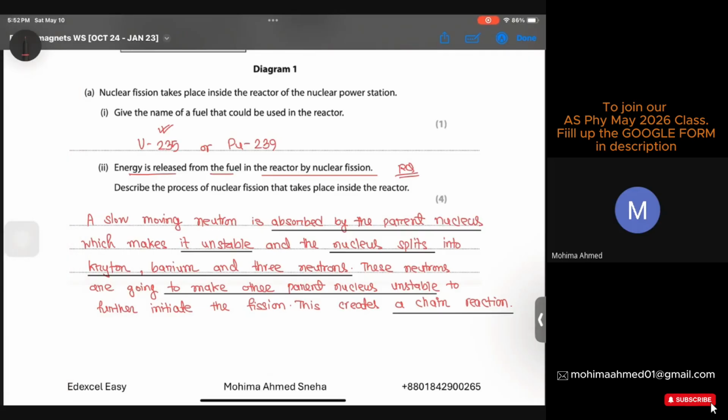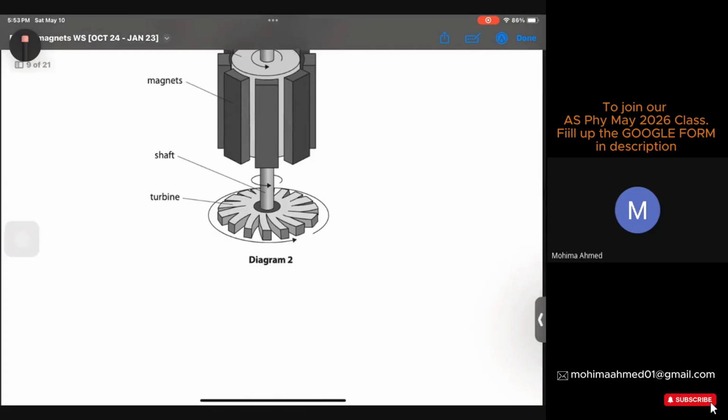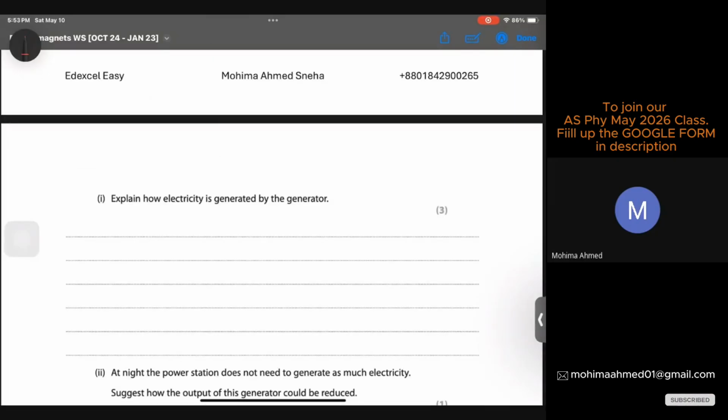Then again, if we move on to the next part, high pressure steam transfers energy from the reactor to the turbine, and the turbine spins as the steam passes through it. Figure 2 shows a simplified generator connected to the turbine. Okay, it says to explain how electricity is generated by the generator, right?